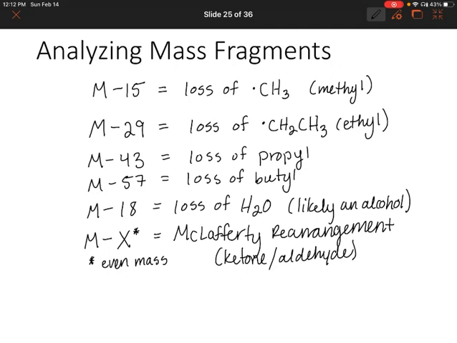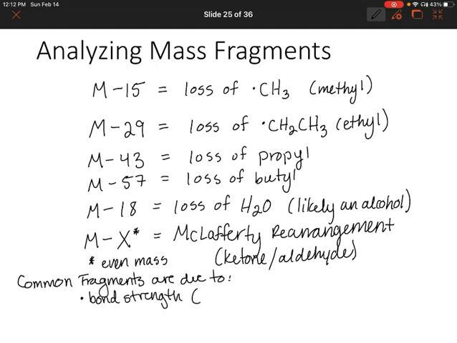So common fragments are due to different factors. They can be due to the strength of your bond. So weaker bonds will fragment more easily.